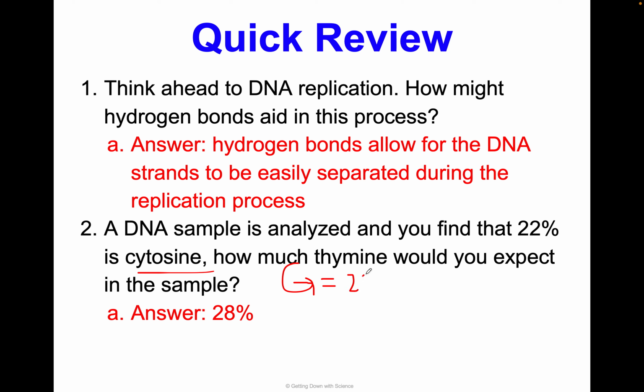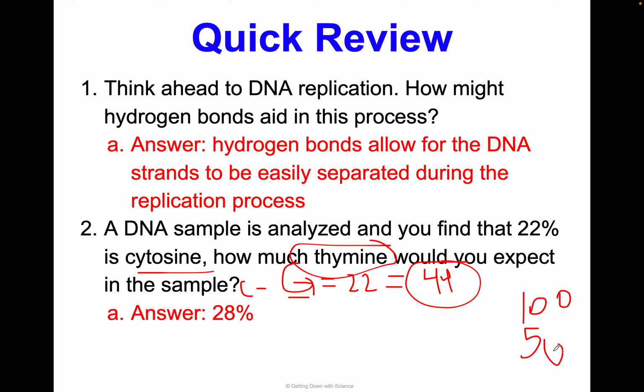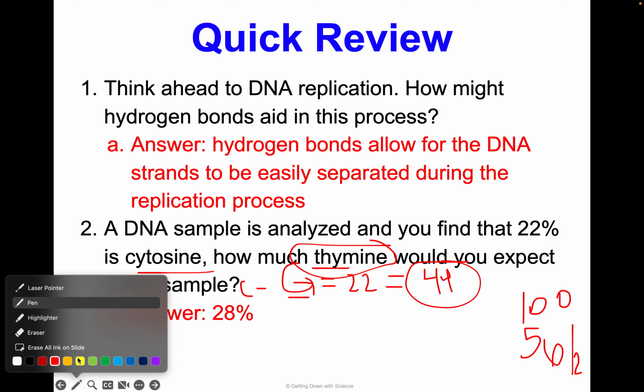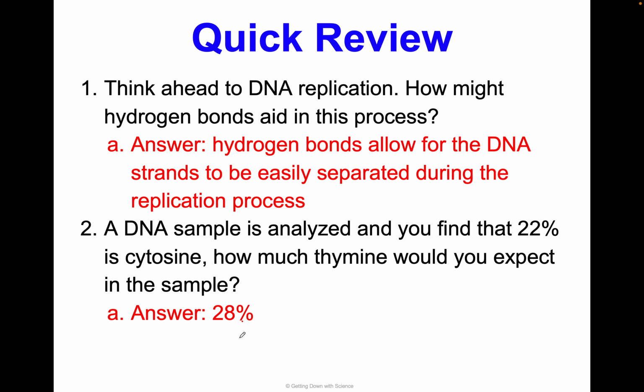If we add those together, we get how much? We get 44%. So 44% of this piece of DNA is this CG mix. But they are asking us how much thymine we expect to be in there. Well, how we do that is we take the 44% that's C and G, we subtract it from 100% of the DNA, and we come up with, that's right, 56%. We're going to divide that in 2 because, again, they're looking for the thymine, and thymine pairs with adenine. So we got 28%.